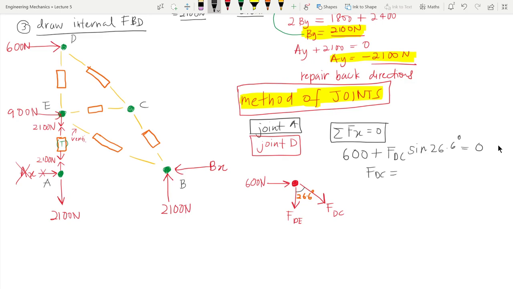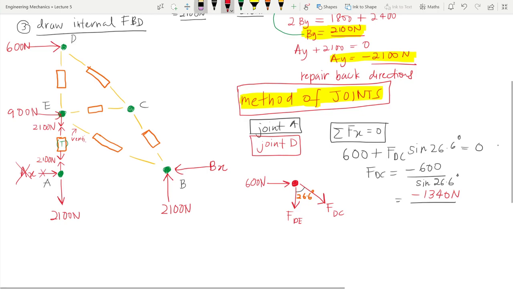FDC equals negative 600 divided by sine 26.6 degrees. So what is the value that you get? 600 divided by sine 26.6, 1340. So the value that you get is negative 1340 Newton. This is the value of FDC. Are we okay? FDC is negative 1340 Newton. So we have solved summation Fx.